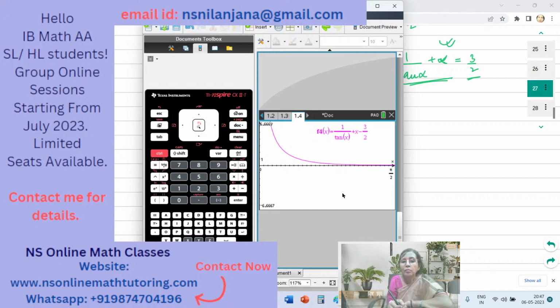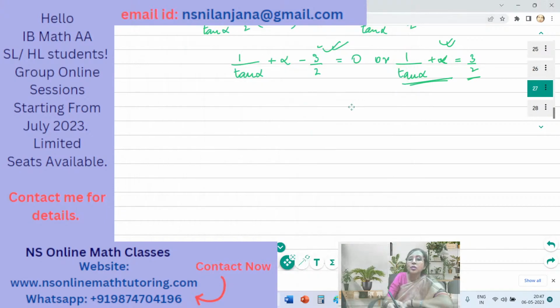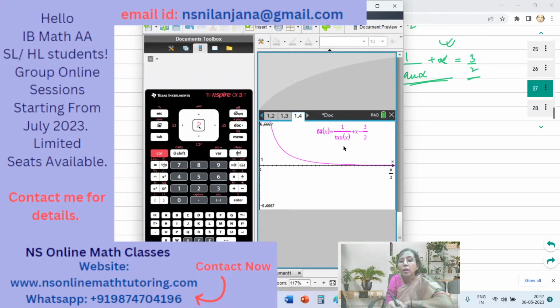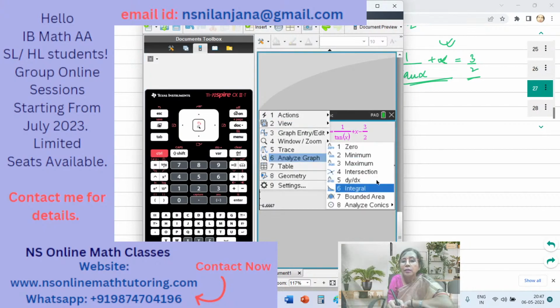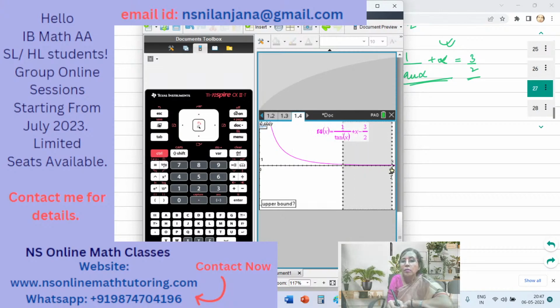There should be only a single zero, because this should be equal to 0. So 1 over tan x plus x minus pi over 2. Okay, now analyze graph. No zeros found in that region.